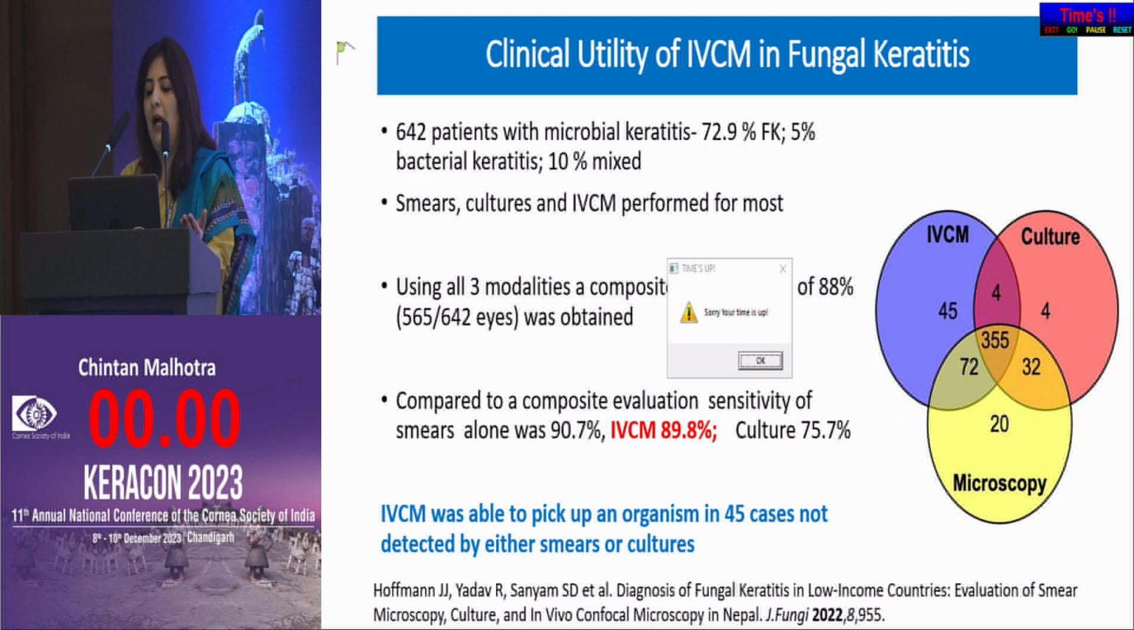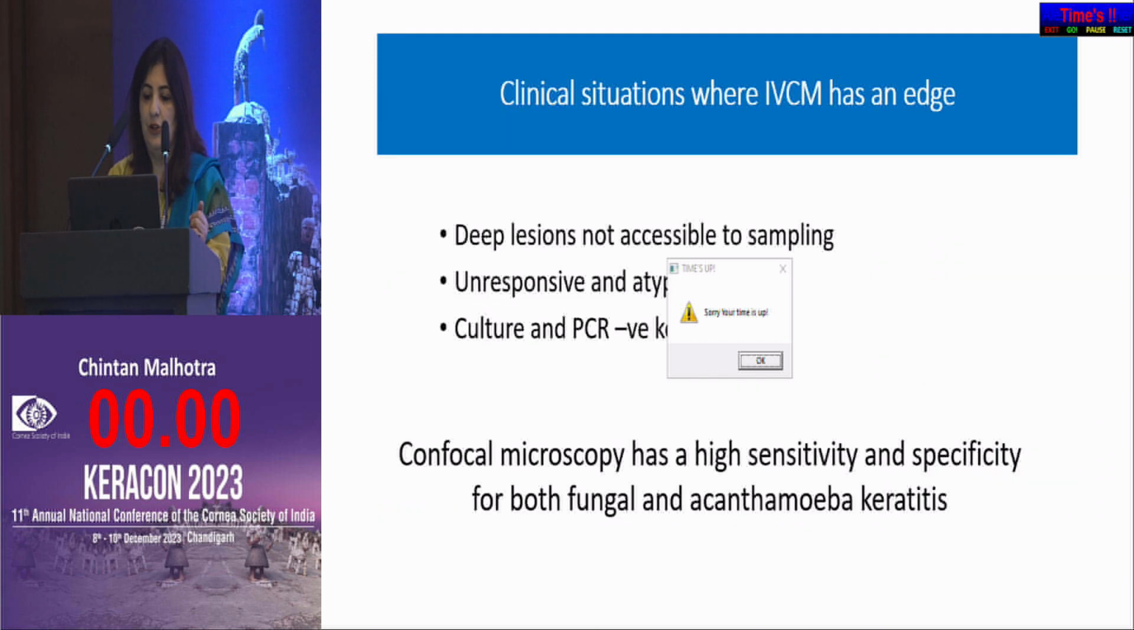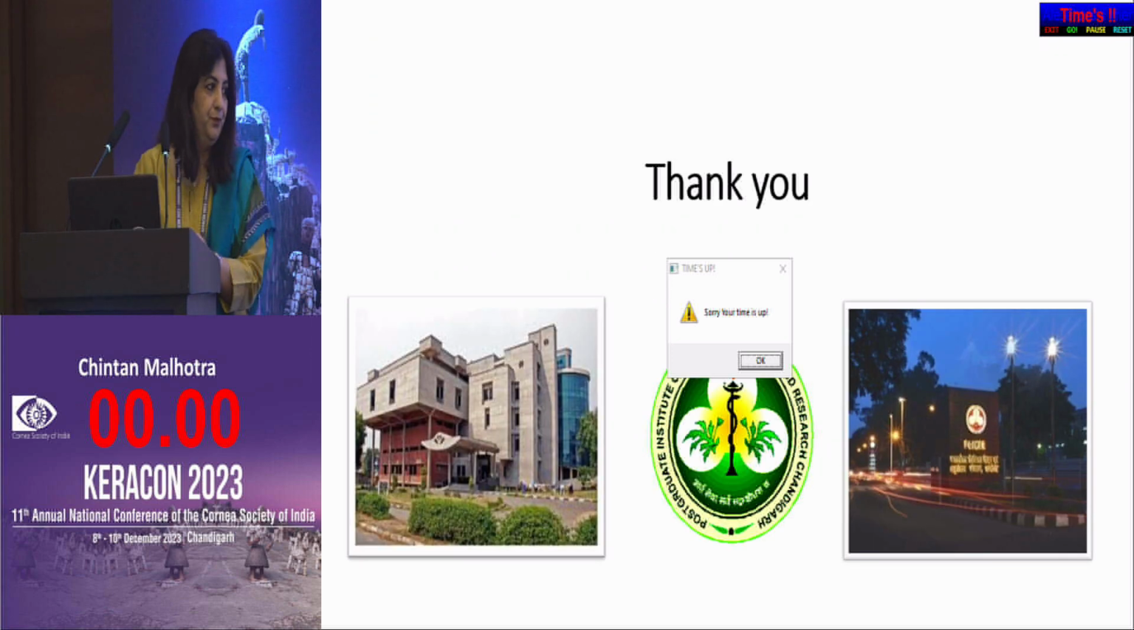And similarly for IVCM in fungal keratitis, there's a high sensitivity, and up to 90% of the fungal keratitis can be diagnosed on confocal, sometimes even more than the culture. So the last point: confocal has a high sensitivity and specificity for both fungal and acanthamoeba keratitis, and we should be using it. If one has access to it, it should be used as far as possible. Thank you very much.